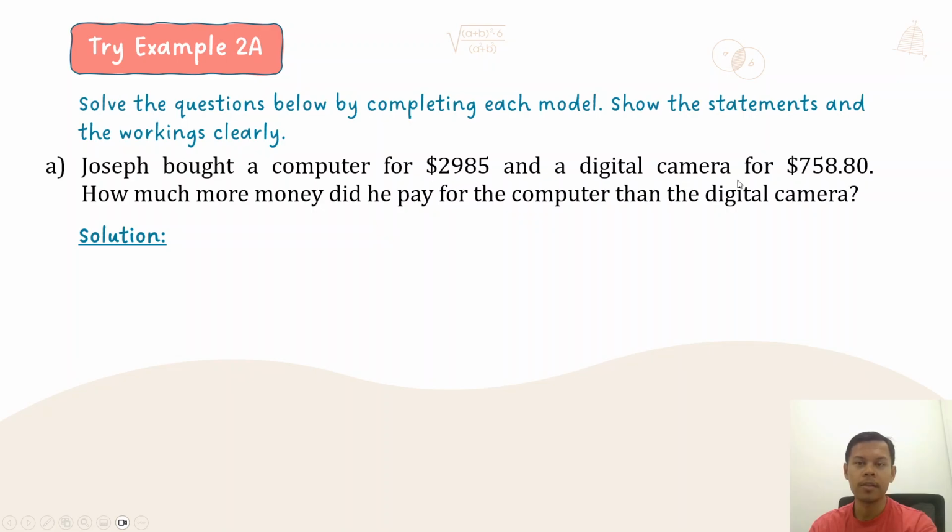Alright, Joseph bought a computer for $2,985 and a digital camera for $758.80. Okay, how much more money did he pay for the computer than the digital camera?